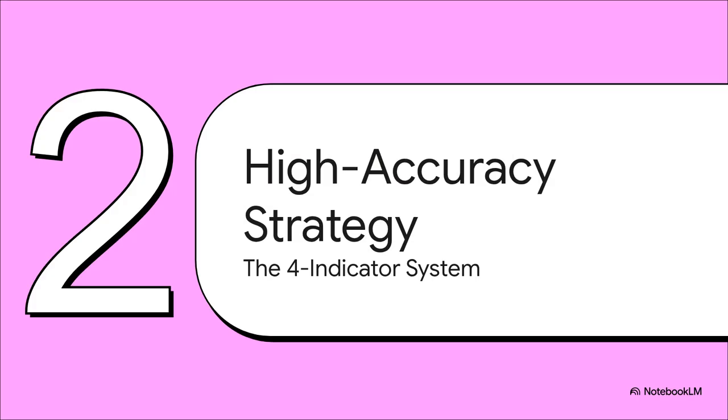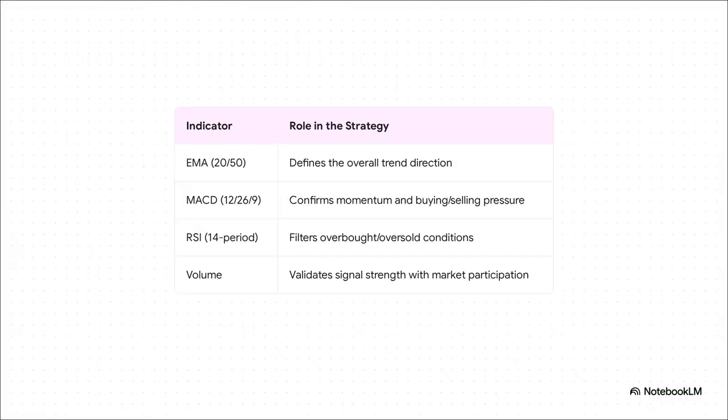Okay, so we've got our frameworks. Now for the really fun part. Let's actually build a specific, battle-tested system that combines multiple indicators. See, the goal here isn't to rely on just one signal. It's to get confirmation from a whole team of indicators, which, as you can imagine, seriously boosts our accuracy. And here is our 4-indicator dream team.